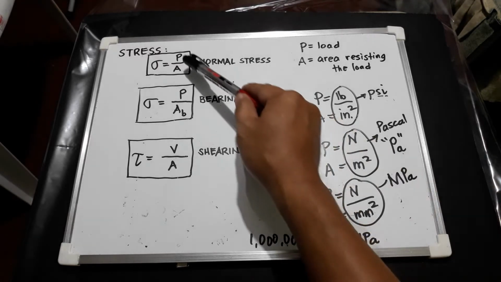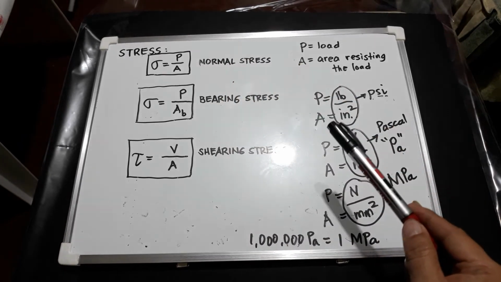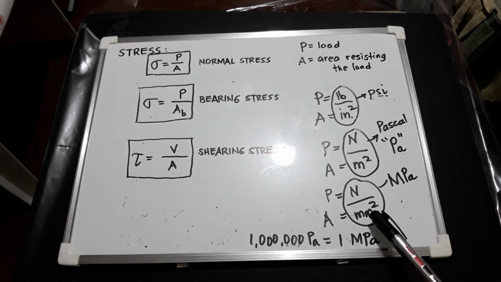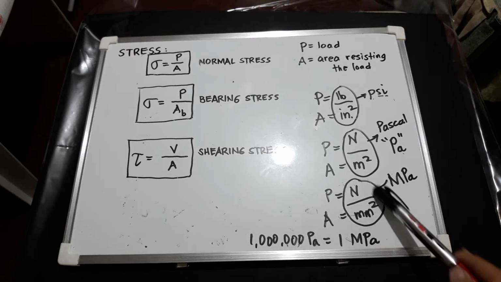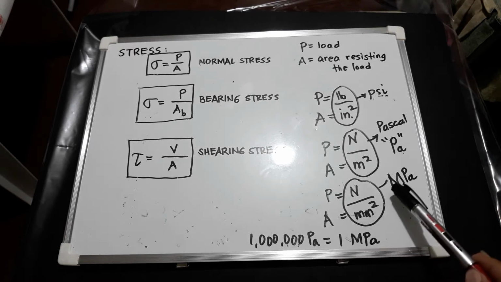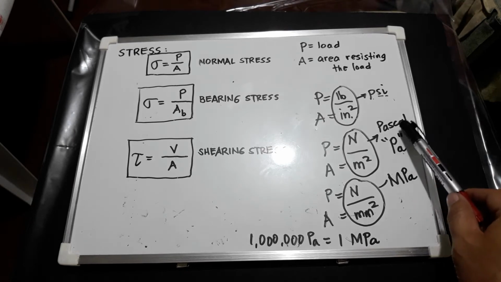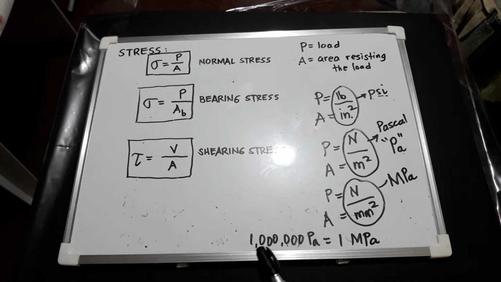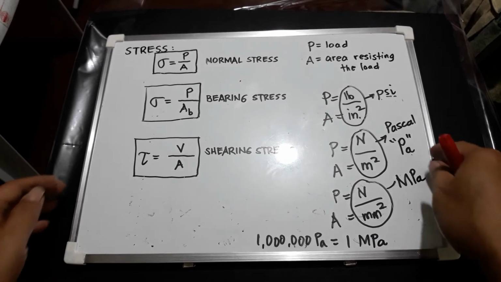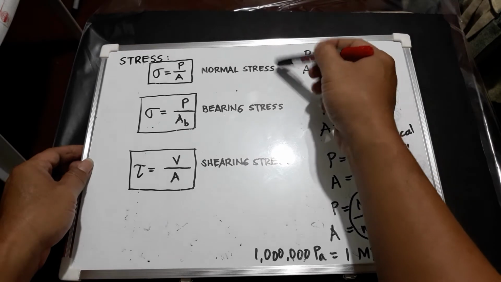What if the load here is in newtons and the area here is in millimeter squared? So the unit here, Newton per millimeter squared, is megapascal. So the relationship between Pascal and megapascal is this one. 1 million Pascal is equal to 1 megapascal. So let us now learn about this normal stress.